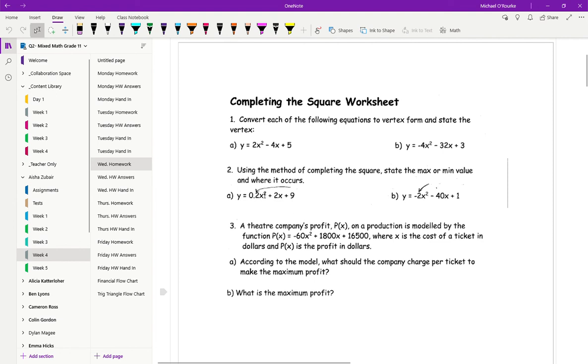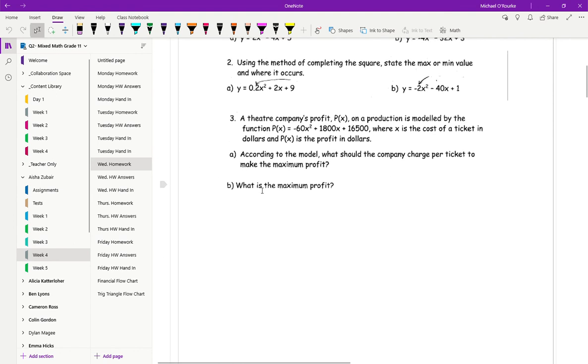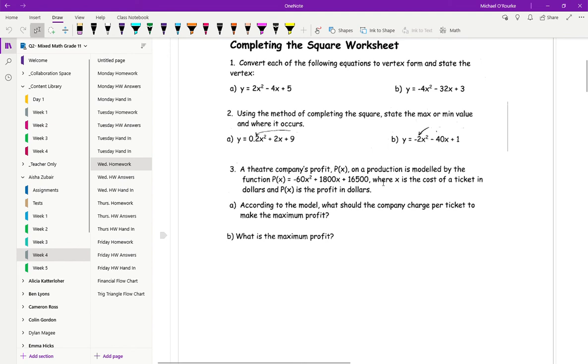Same thing. You're going to take the negative 0.02 out. So you're going to divide this by 0.02. That might give you an ugly answer. Now this one here, you're going to have to complete the square. Okay? But your maximum profit, let's go through that real quick.